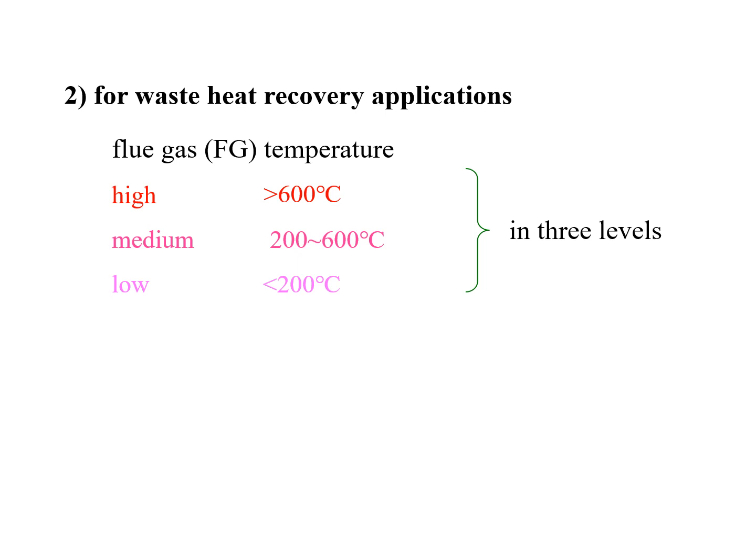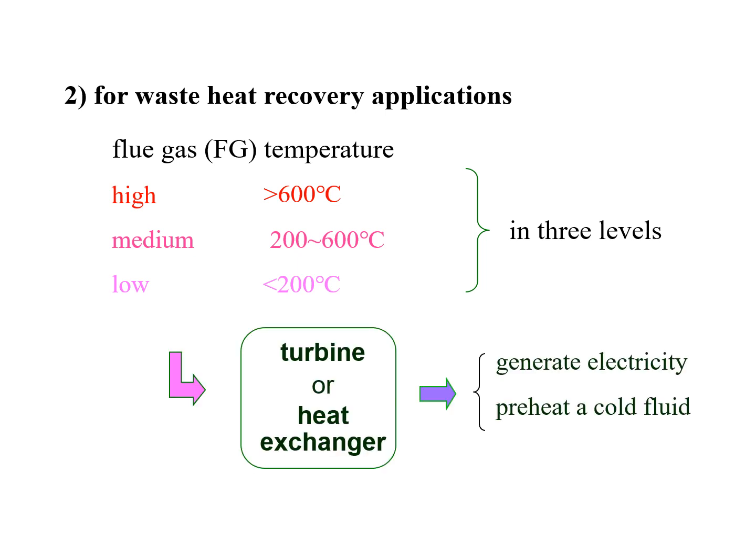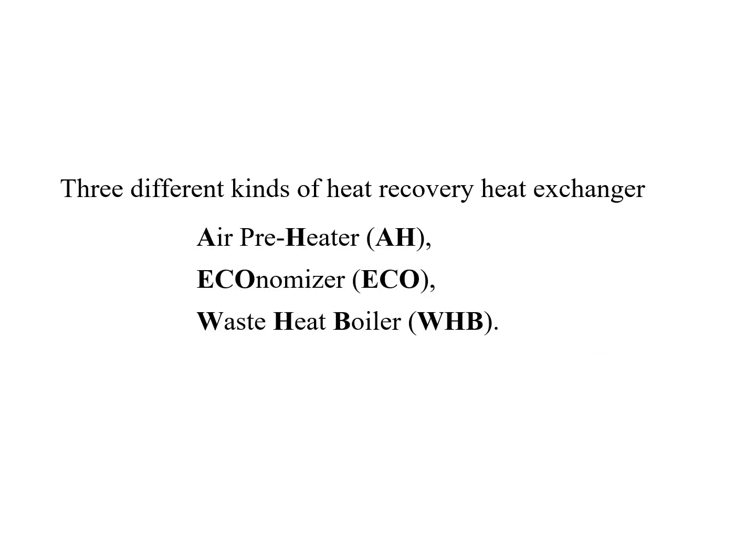Waste heat recovery systems are introduced for each range of waste heat to obtain the optimum efficiency of waste heat recovery. For example, it can be fed into a gas turbine to generate electricity or into a heat exchanger to preheat a cold fluid. There are three different kinds of heat recovery heat exchangers: air preheater, economizer, and waste heat boiler. The English alphabet inside the bracket is its respective abbreviation.